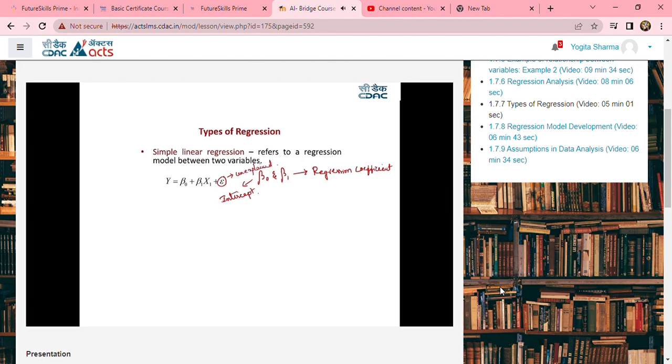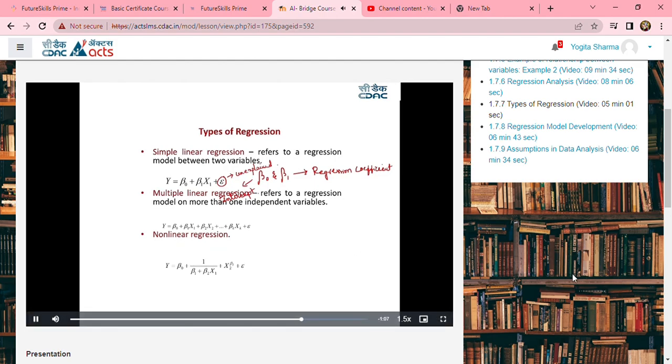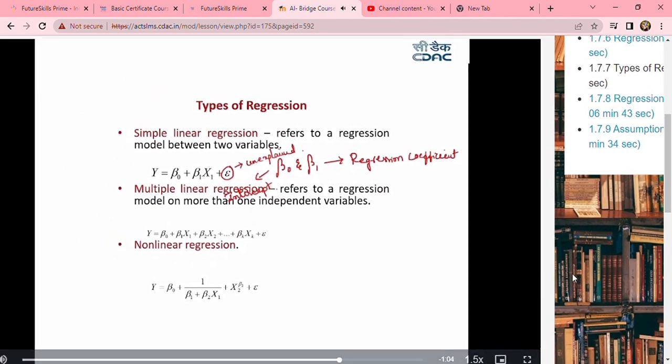Now moving ahead, the general equation of a multiple linear regression model is the same, but as you have more than one independent variable, they just get added over here: beta 1 x1, beta 2 x2, and so on, up to beta n xn. Right. So the non-linear regression looks like this. In this session, we are going to discuss the simple linear regression.